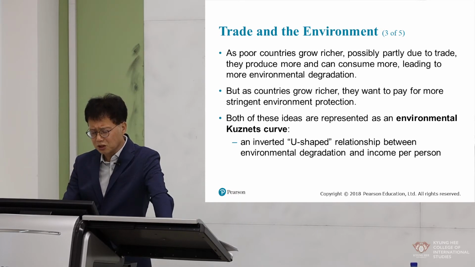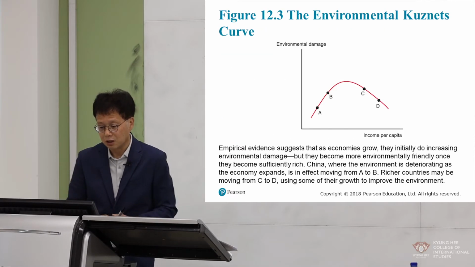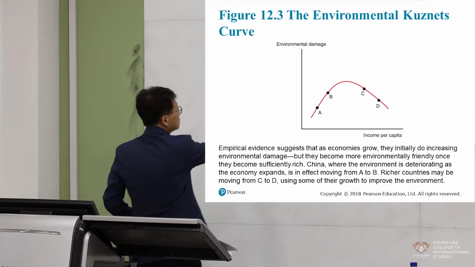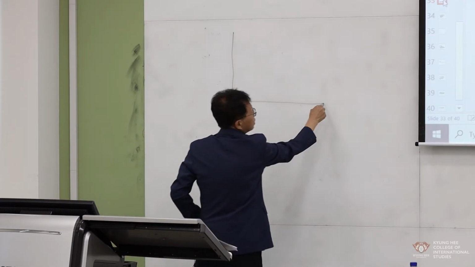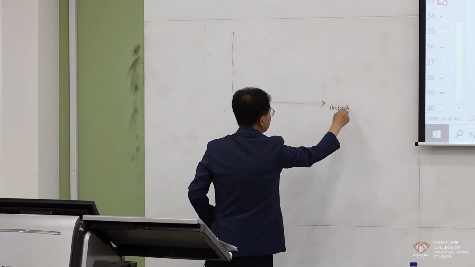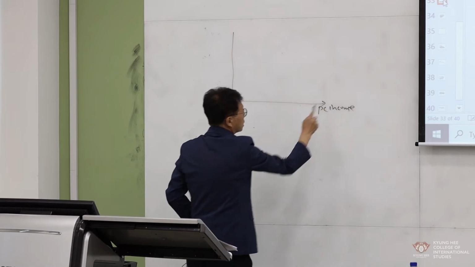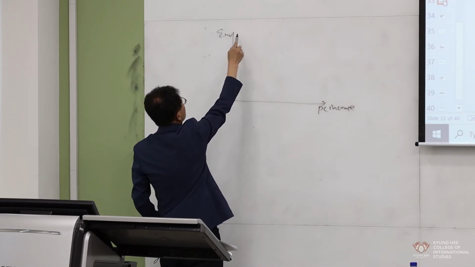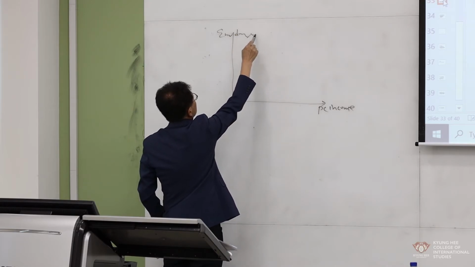Both of these ideas are represented as an environmental Kuznets curve, an inverted U-shaped relationship between environmental degradation and income per person. Right? That figure 12.3 is the environmental Kuznets curve. What is this? That is income per person, per capita income, right? And the Y variable is environmental damage or degradation, right?